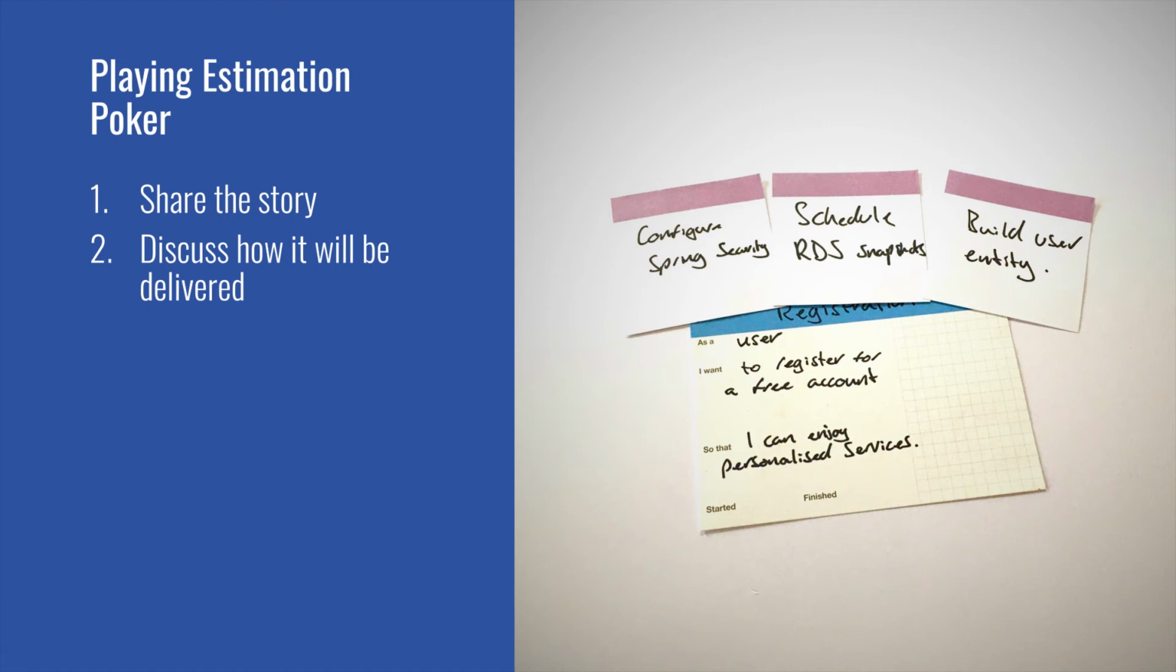Players will usually discuss how the feature might be delivered and might write down some of the major tasks needed to deliver it. Once players feel they have a shared understanding of what it takes to deliver the feature, it is time to estimate. They do this by selecting a card that reflects their impression of the story.